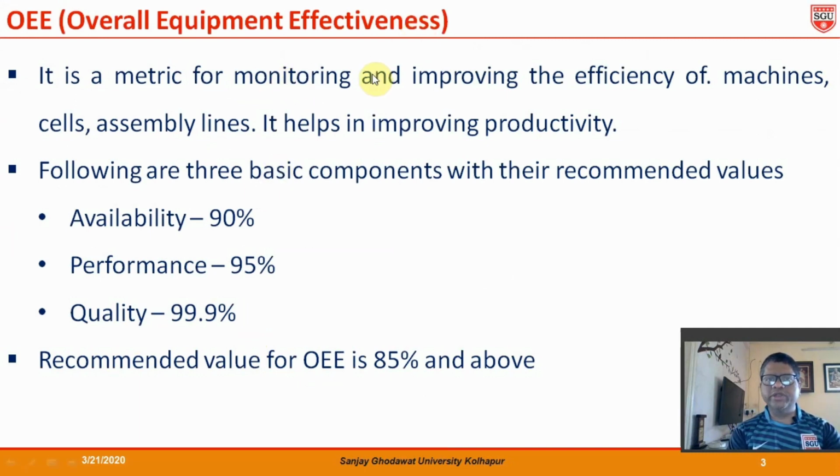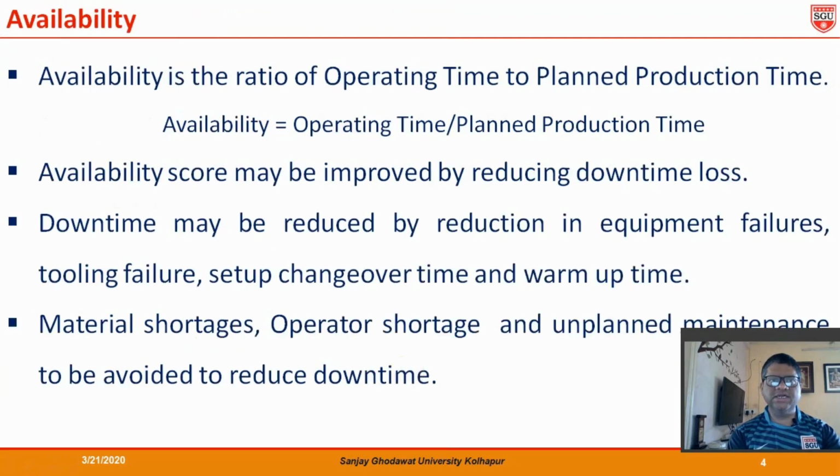It is a metric for monitoring and improving the efficiency of machines, cells or assembly lines. It is a very useful tool in improving productivity. Basically, OEE consists of three main components: availability, performance and quality, and there are some recommended standard values for these. Generally, availability is 90%, performance is 95% and quality must be equal to 99.9%, and the overall value for the OEE is 85% and above.